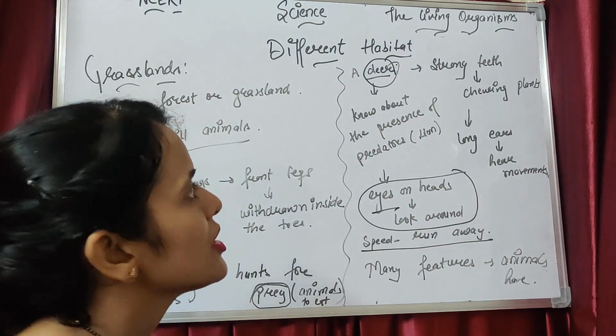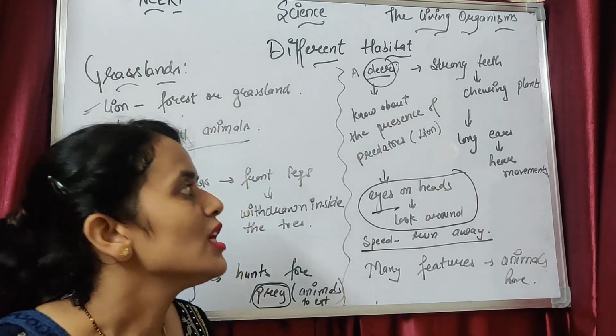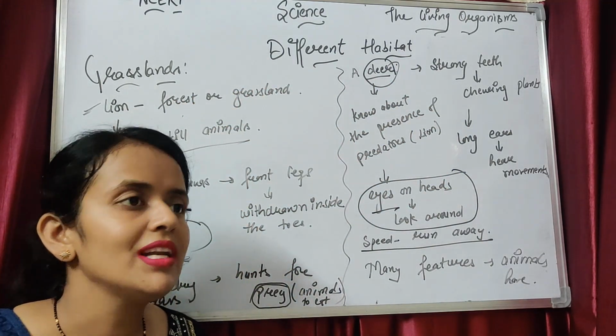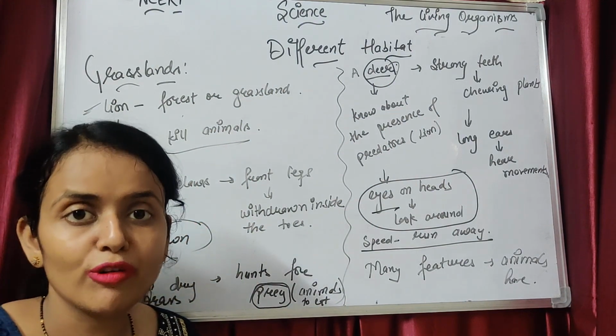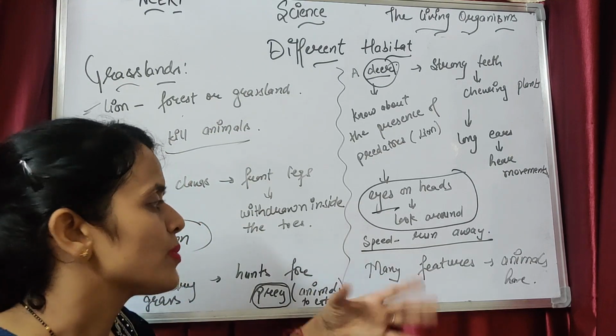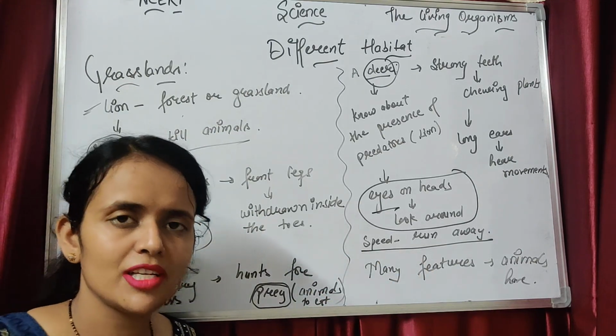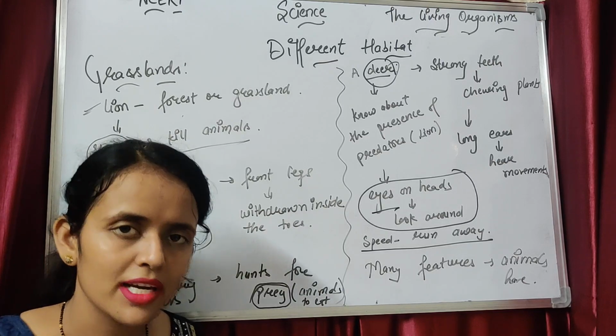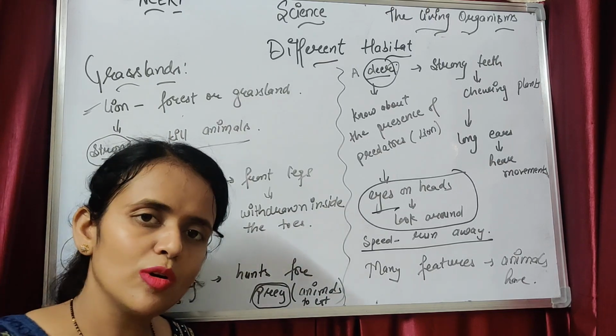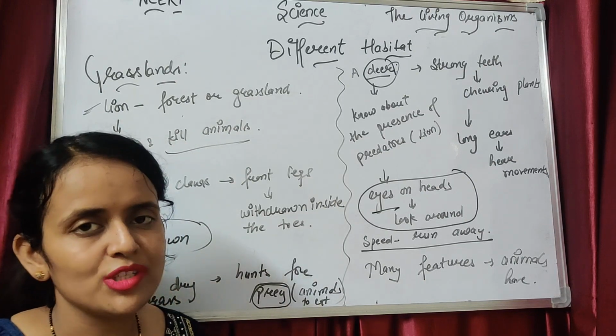Predator is lion. Deer have strong teeth for chewing plants. Long ears and eyes on the head will help the deer detect any movement in the forest, and whether anyone is there to hunt the deer. Speed, to run away. That means the deer is a very speedy animal, with speed to run away from a hunter or any predator. So many animals, many features.